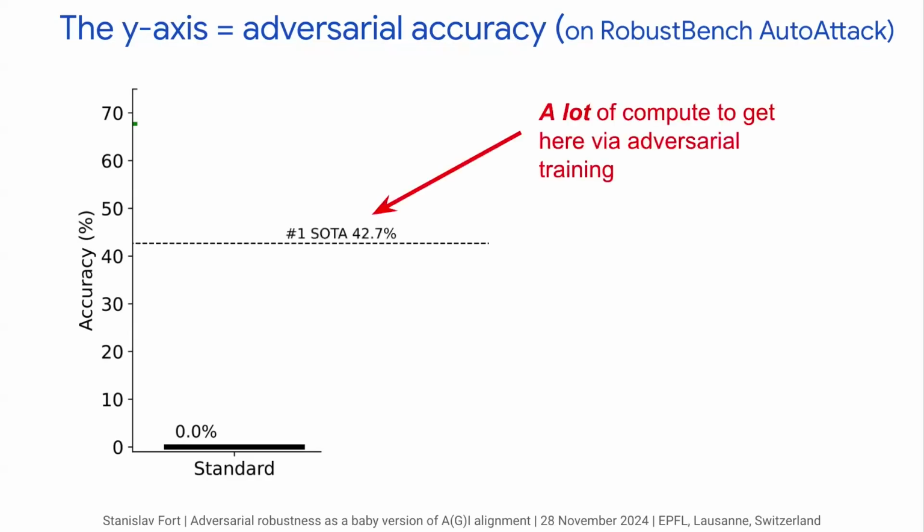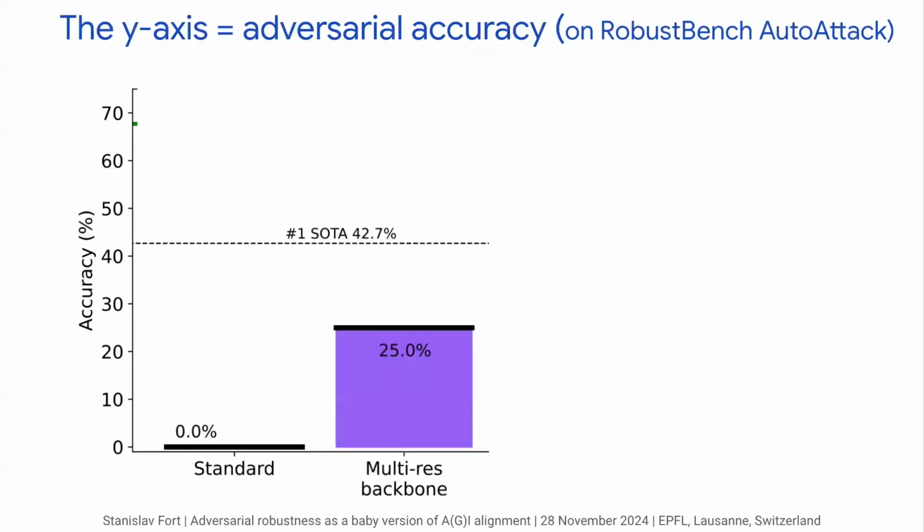So the state-of-the-art performance on this particular data set, which is CIFAR-10, is like 42 or 43%. It takes a lot of compute via this adversarial training I described before to get to that level. Our backbone, the multi-resolution thing alone, gets to 25% on this data set, on this particular test. I'm not saying other tests couldn't be devised to make it worse, but on this specific benchmark that people use, it gets to 25%.